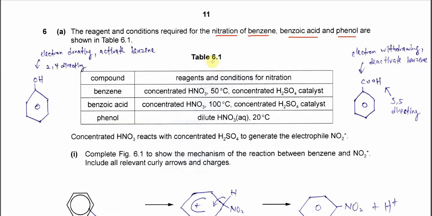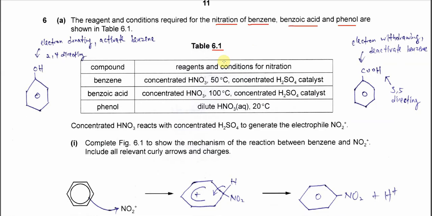So let's look at Table 6.1. What are the reagents and conditions used for the nitration? Of course, what is nitration? This is a process to introduce the nitro group into the benzene, so we call it nitration. Nitro group means NO2.